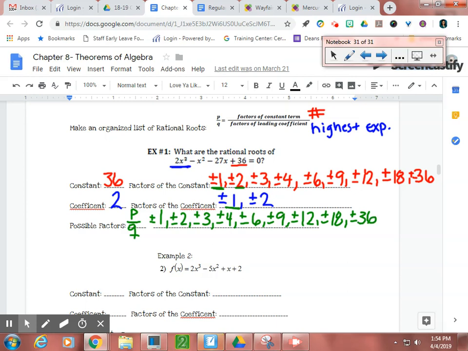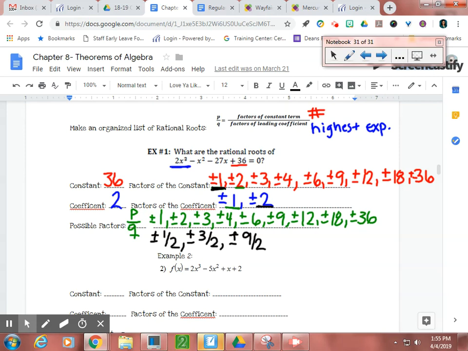Now we have to go through and take this entire list and divide it by 2. 1 divided by 2 is 1/2. 2 divided by 2 is 1, we don't need to list that again. 3 divided by 2 is 3/2. 4 divided by 2 is 2, we don't need to list it because it's already there. 6 divided by 2 is 3. 9 divided by 2 is going to be 9/2. 12 divided by 2 is 6. 18 divided by 2 is 9. And 36 divided by 2 is 18. So these are all the fraction answers.